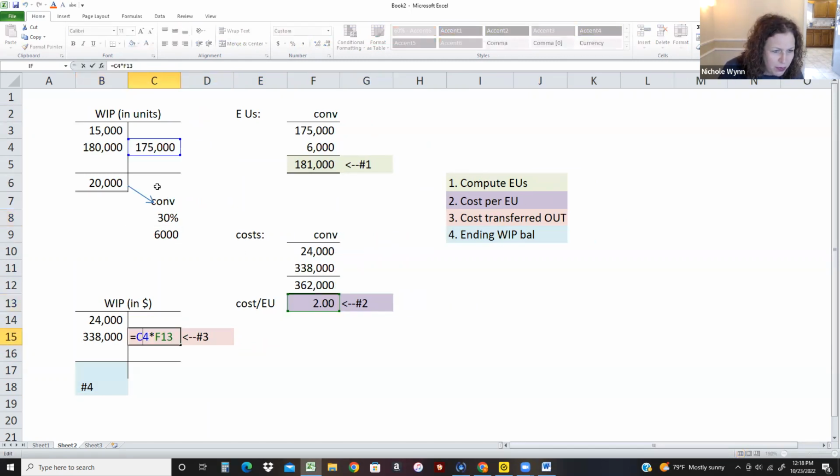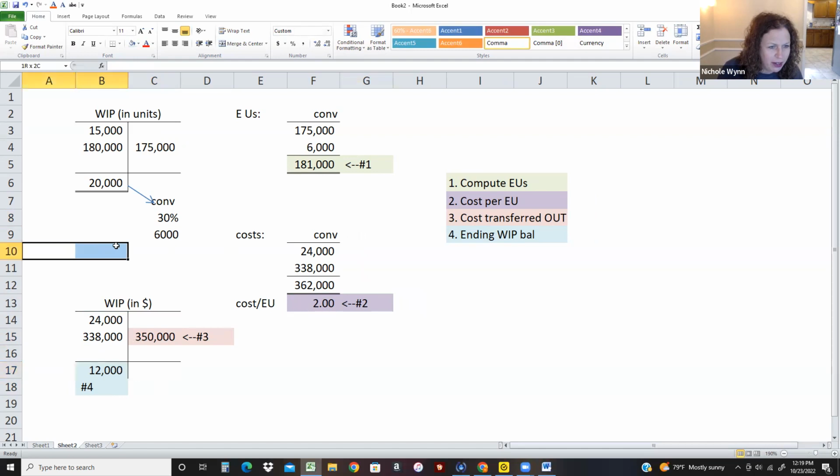So this 350,000 is 175,000 units at $2 each. And then the ending balance is just an ending balance of a T account. So 24 plus 338 minus 350. So my ending balance is 12. And to find this number, I had to look at my WIP in units and look at my cost per EU. So I needed numbers from steps 1 and 2 to be able to get step 3. And then the ending balance is just the T account.